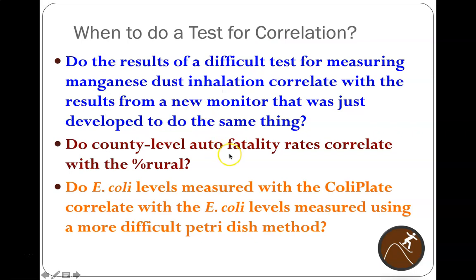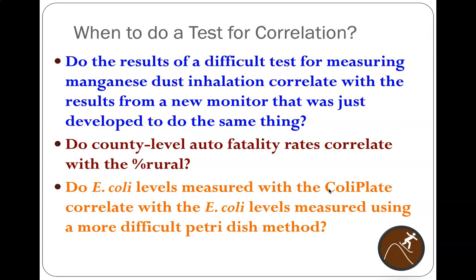You could also maybe look at, are auto fatality rates related to the percent rural, because on open roads in rural environments, people can drive faster, and then when they wreck, the wrecks are more fatal. Maybe you've got two different types of ways of measuring E. coli, a petri dish method and another method. You want to compare them. How might you do that? So you could compare them using a correlation test.